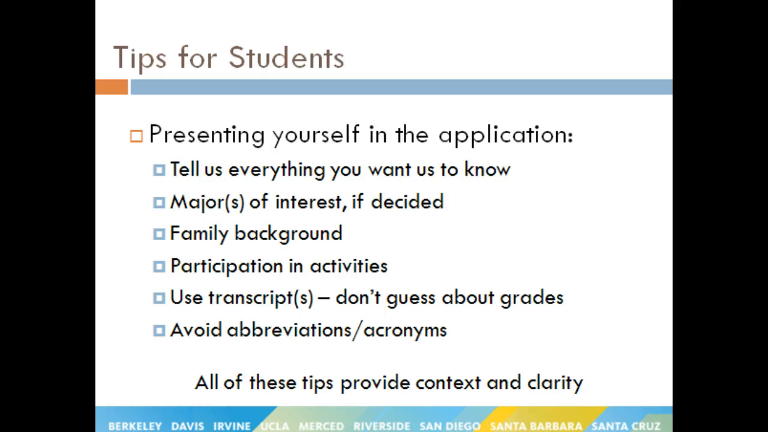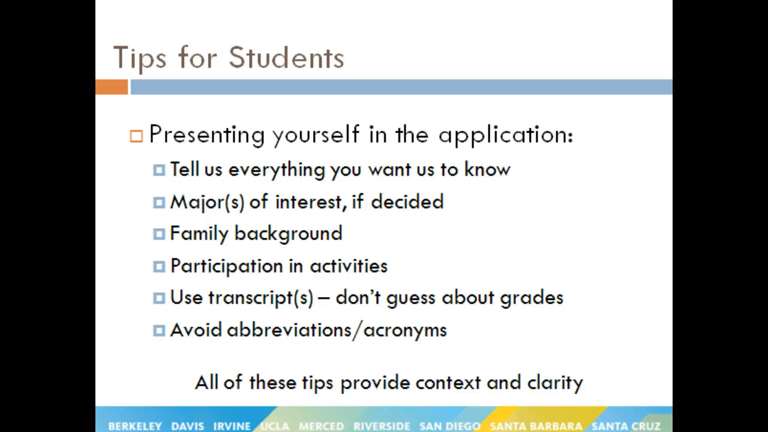Here are some tips for presenting yourself well on the UC application. Make sure you include everything that you feel is important and that they should know about you somewhere on the application. You have the activities and awards section, the academic section, and the personal statement. Use those opportunities to tell them what it is about you that is special and unique.